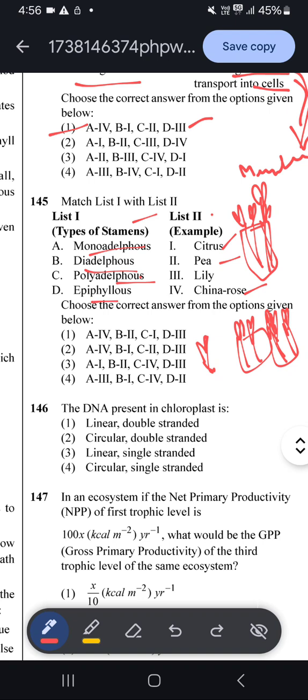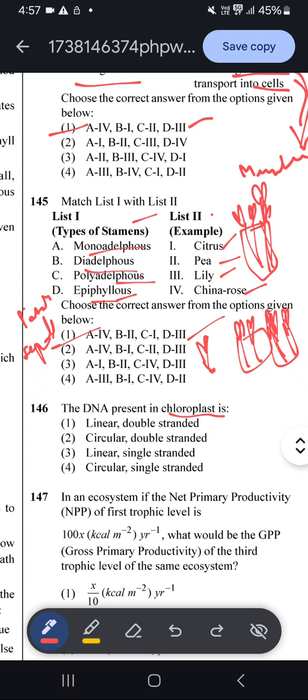Epiphyllous condition. What is this? Epiphyllous condition means all the stamens are fused to the perianth, either to petals or sepals. So epiphyllous condition is seen in lily. So what will be the option? D is 3, A is 4, B is 2. This one, first option.